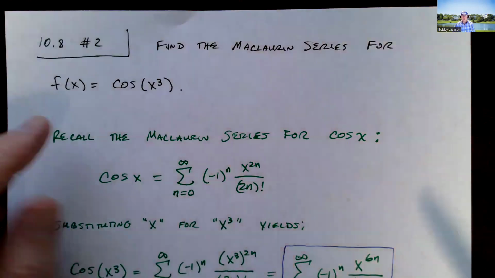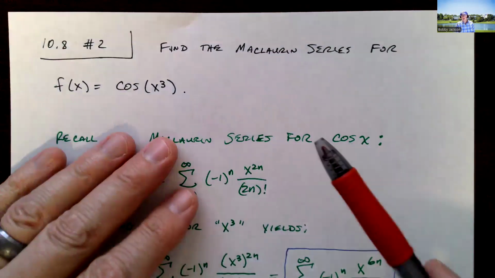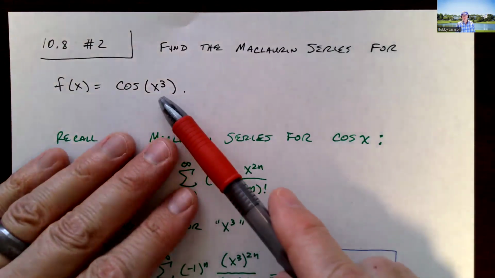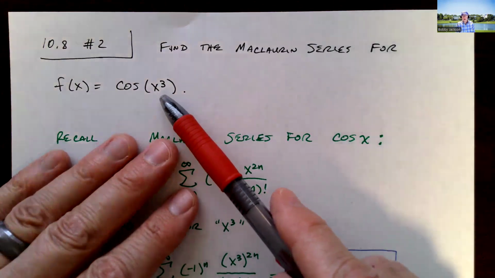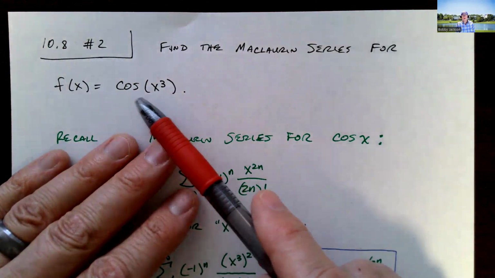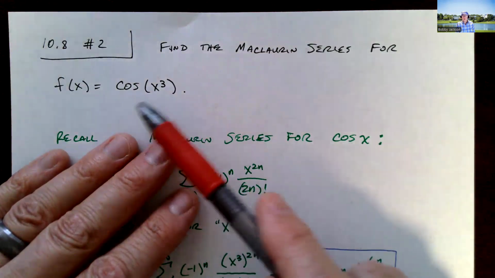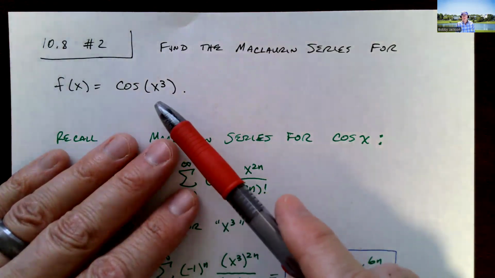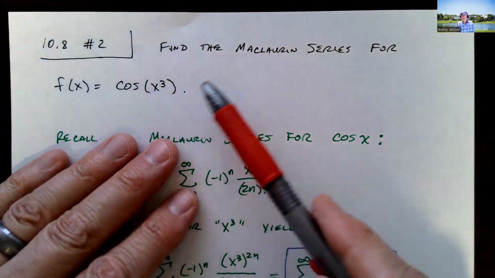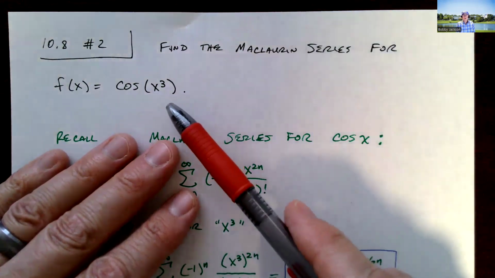Yeah, let's take a look at number 2 in section 10.8. We're going to find the Maclaurin series for the function cosine of x cubed. The way we're going to do that is not to find the first derivative, second derivative, third derivative, and so on, and try and find the pattern to find the coefficients of the Maclaurin series, which again, a Maclaurin series is just a Taylor series where we're centered about 0. We don't want to do that.